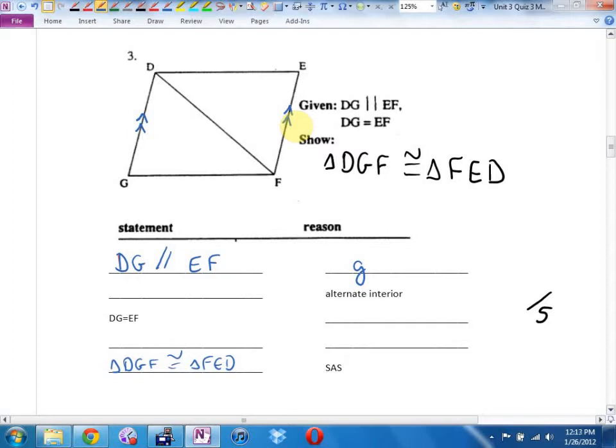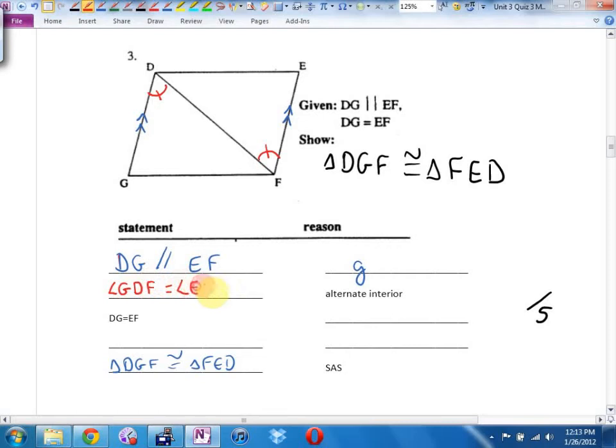What letter? Z. Thank you for saying it like a proud Canadian. That's what they want me to write next, because what do they have for a reason? That's also a hint. So what's the Z that I now see? That one there, which means that this angle and this angle are the same. There, I've labeled it. Let's write it. I'm going to go angle G, D, F equals angle E, F, D.